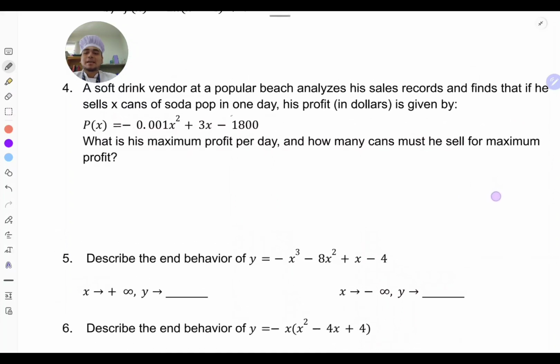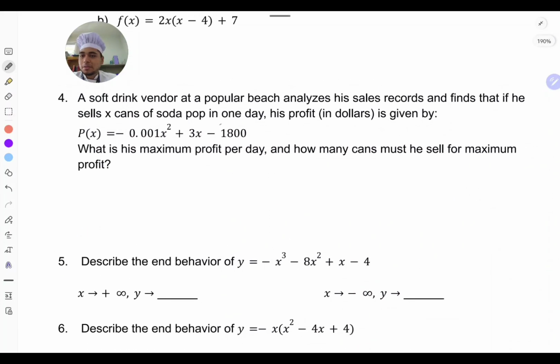Okay, so now we're going to go on to number 4. So first off, a soft drink vendor at a popular beach analyzes his sales records, finds that if he sells x cans of soda in one day, his profit is given by this equation. What is his maximum profit per day, and how many cans must he sell for maximum profit?